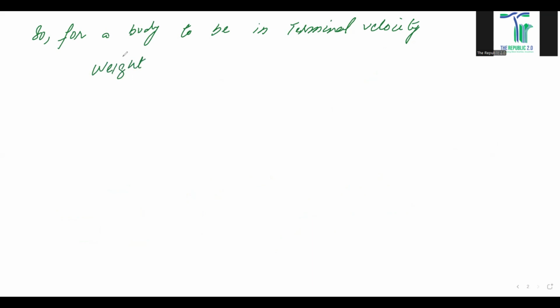Now, for a body to be in terminal velocity, one must satisfy the condition that the weight of the object must be equal to the upthrust acting on the object plus the drag force. Every one of us knows that if you want to calculate the weight, you need to calculate the mass of the solid times the gravitational acceleration. If you want to calculate the upthrust, how would you calculate the upthrust?